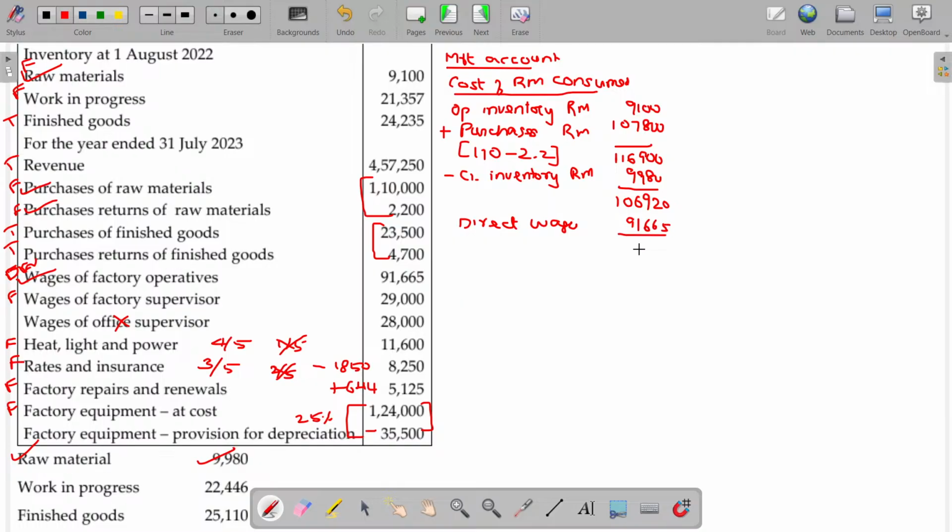If I add, then this will be the primary cost, named as prime cost, 1,98,585, and factory overhead. Anything related to the factory expenses will have the term factory. Automatically you can guess easily that it will come here. Now we have factory here. Wages for factory supervisor.